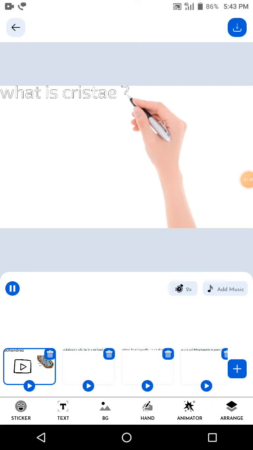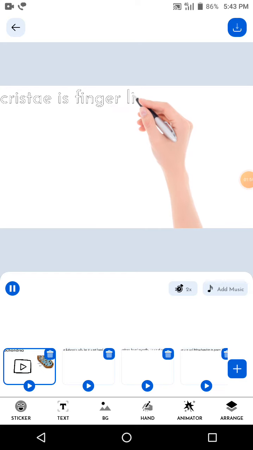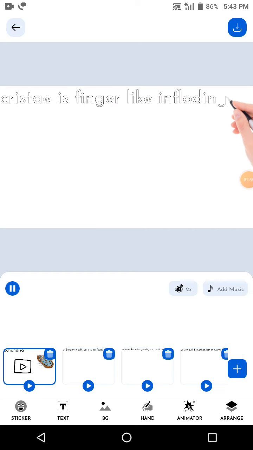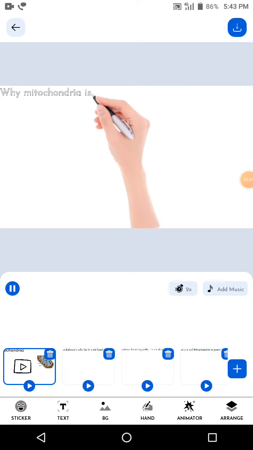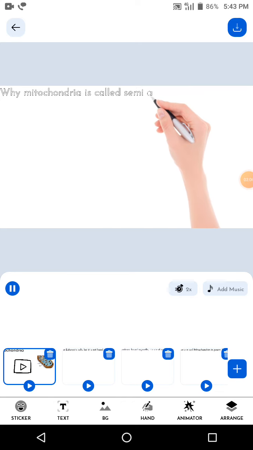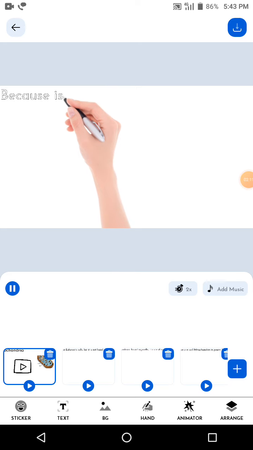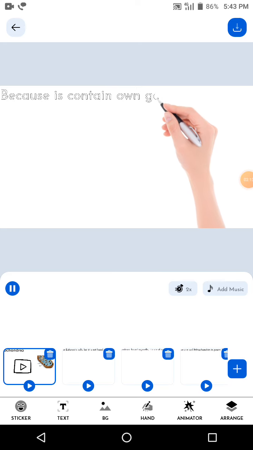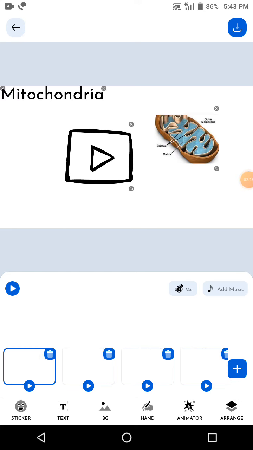What is the cristae? Now understand, cristae are finger-like projections or finger-like infoldings which have various types of enzymes associated with the ETS. Now another question is why the mitochondria is a semi-autonomous organelle. Because it contains its own genomic material, like DNA and ribosomes, so it is called the semi-autonomous organelle.